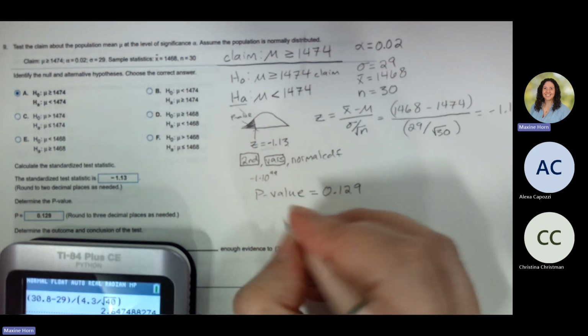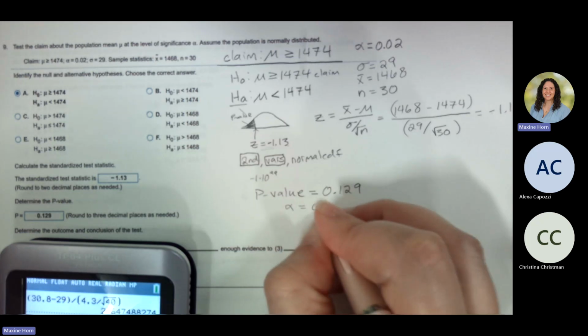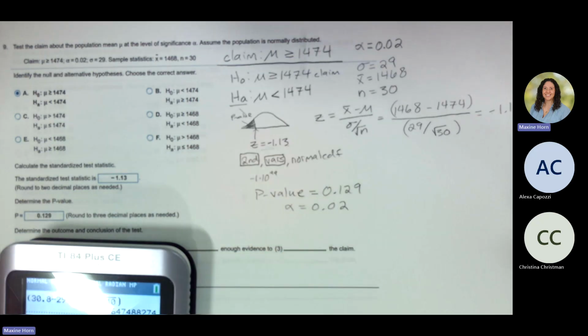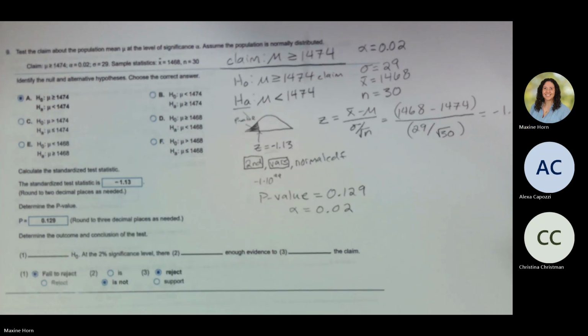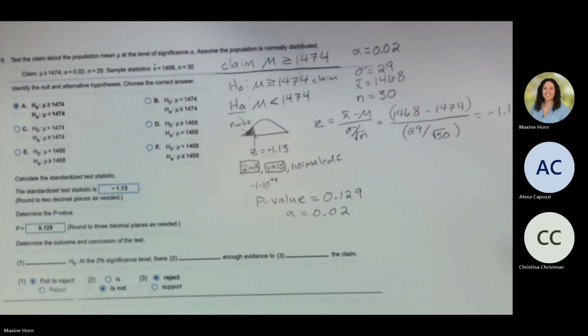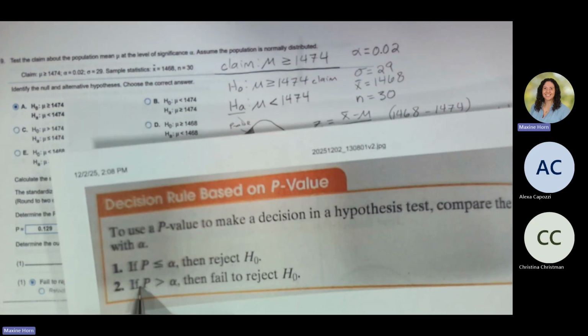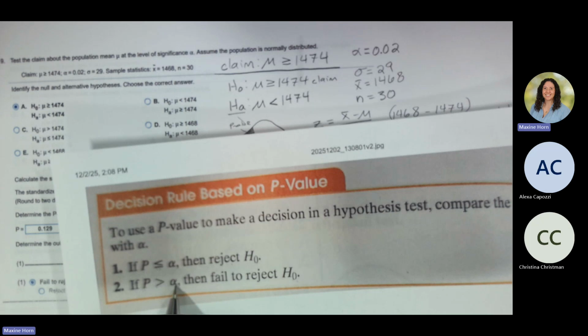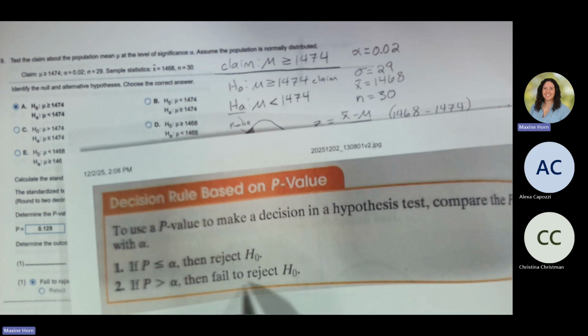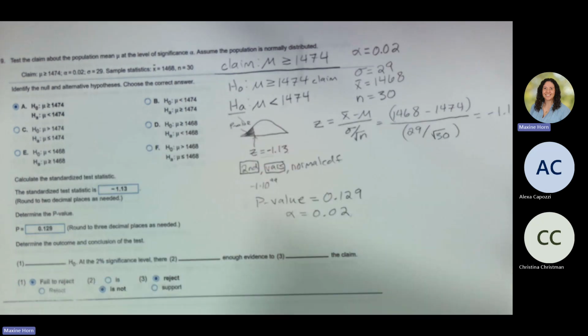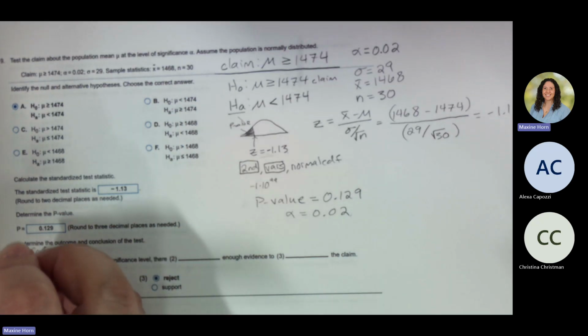Okay, so again, we want to be comparing that to our level of significance, our alpha. Okay, so this is greater than that, right? P is greater than alpha. So we're going to fail to reject, right? So we're going to fail to reject.